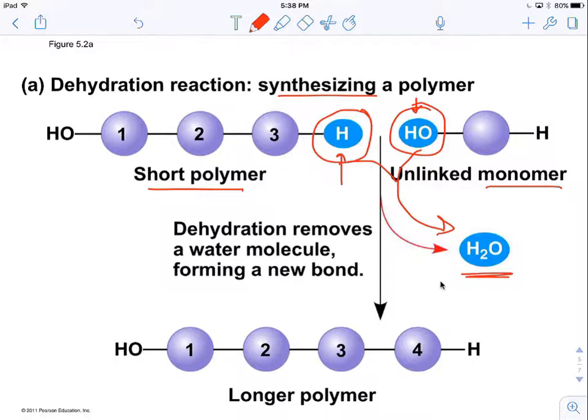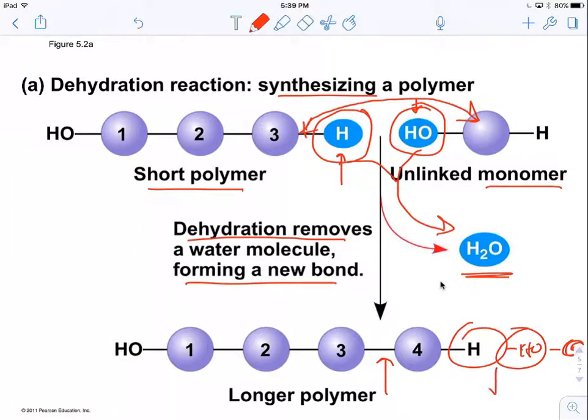That leaves some unpaired electrons here, and a bond is formed between the end of the polymer and the monomer. So the dehydration removes the water molecule, it forms a new bond right there, and now we've extended the polymer. And then if we want to make it longer, we just bring in another one and remove the water and go through the whole thing again. So dehydration synthesis.